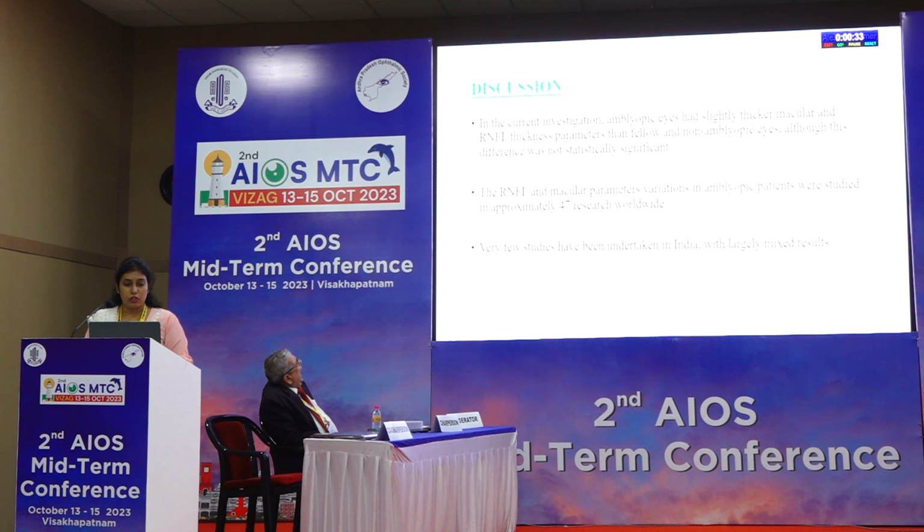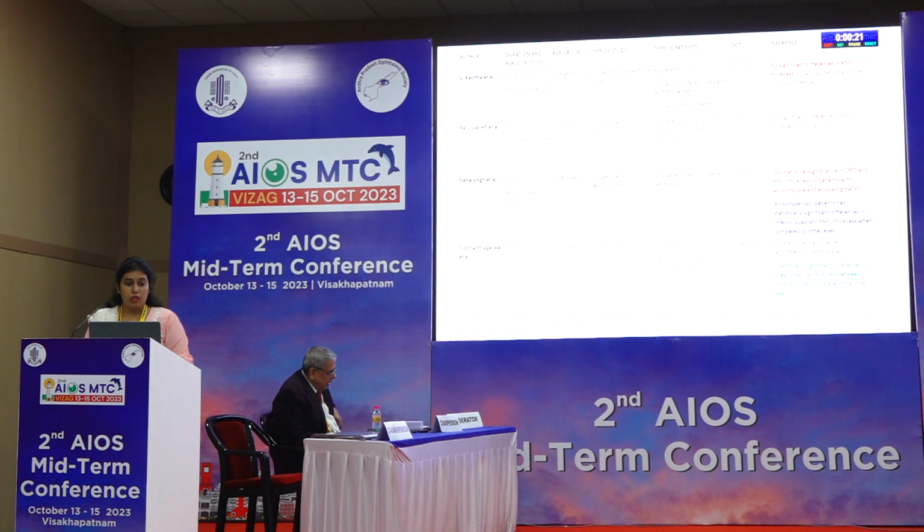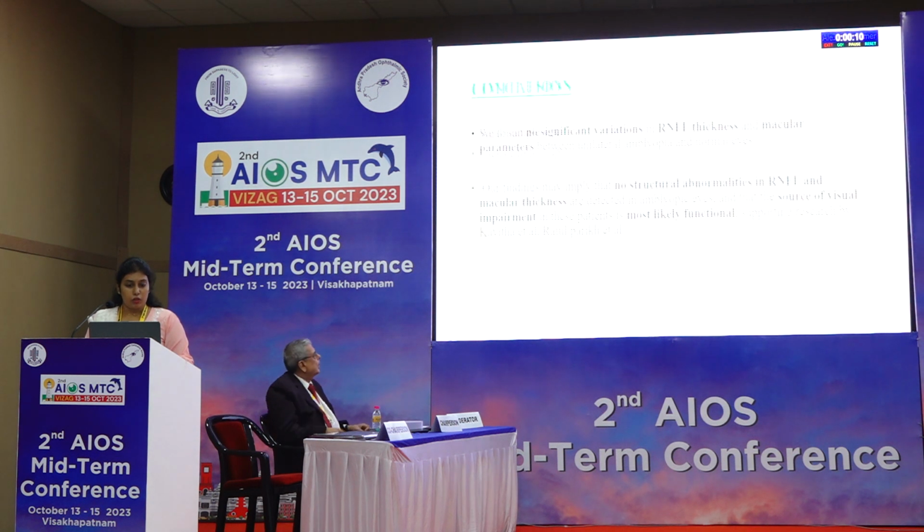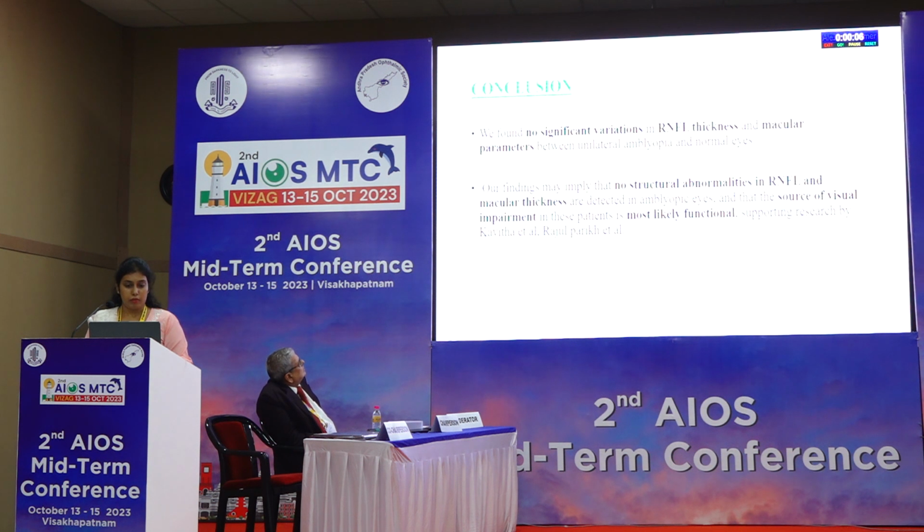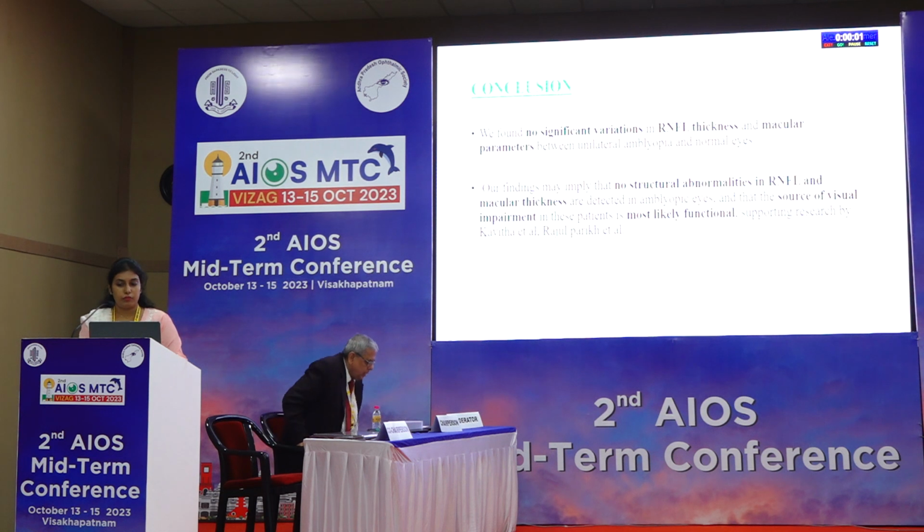Coming to the discussion, in the current study, amblyopic eyes had slightly thicker macular and RNFL thickness parameters than fellow and non-amblyopic eyes, although this difference was not statistically significant. In these tables, a few studies conducted in India are mentioned, where they showed different results. Coming to the conclusion, we found no significant variations in RNFL thickness and macular parameters in unilateral amblyopia, the cause mostly being functional.